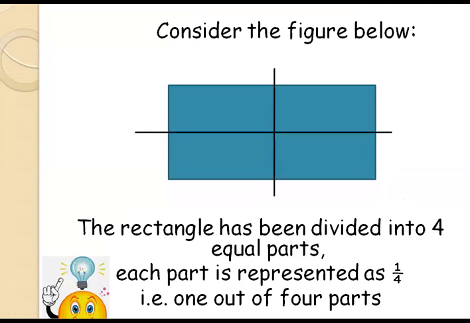Okay, look at this. Let's start by explaining what we actually mean by fraction. This is a rectangle that has been divided into four equal parts. So you can see that each of these parts is one of a whole, one out of four parts. So I'm going to call each of these 1 over 4. Why? Because this is 1 out of 4. Can you see that you have 4 equal parts? So this is 1 over 4.